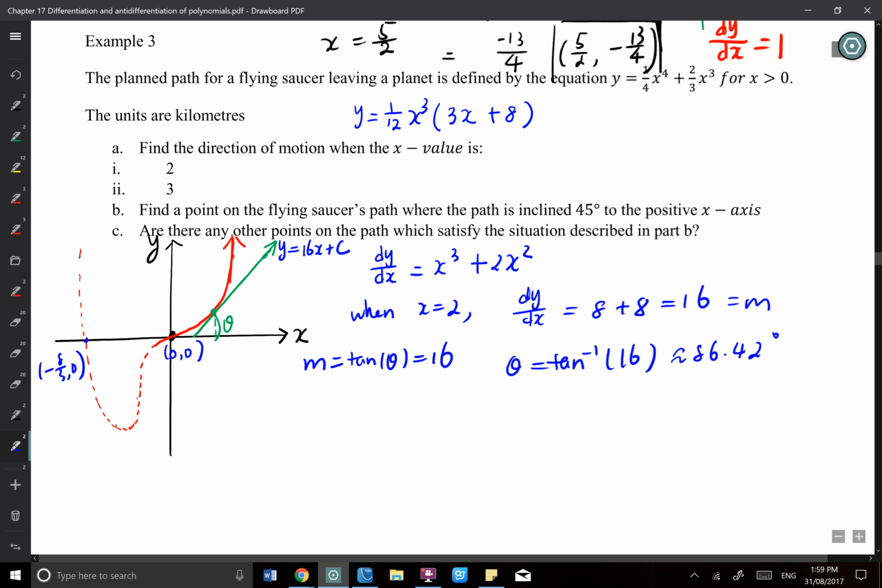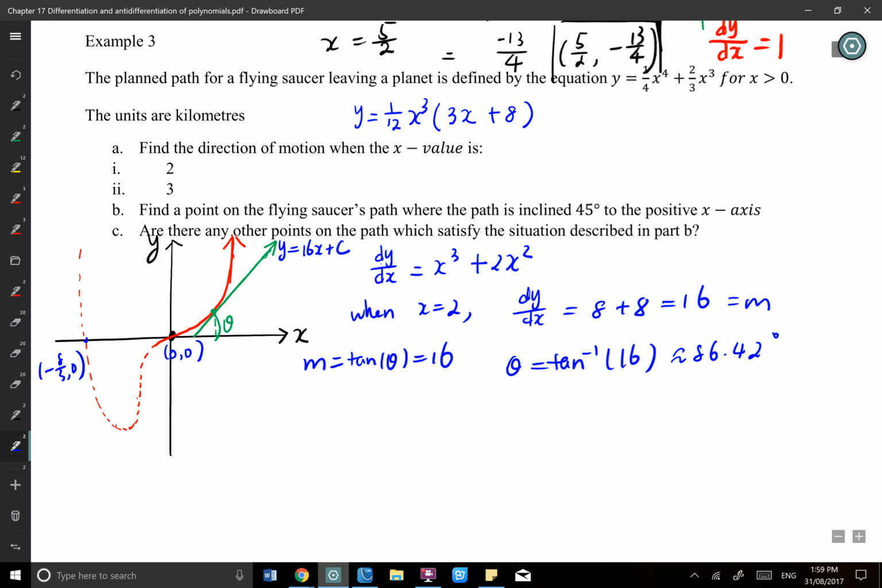Okay, it makes an angle of 86.42 degrees with the horizontal, flying that way at that second. Okay, at that second.